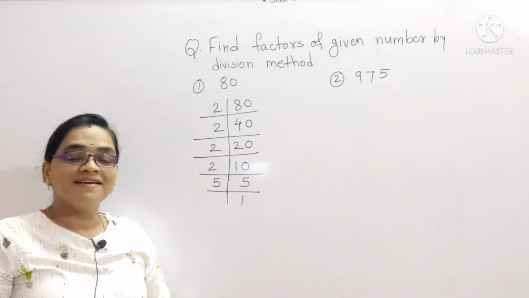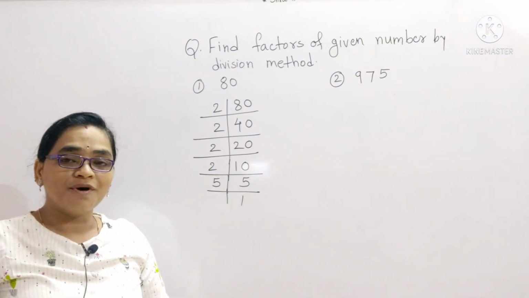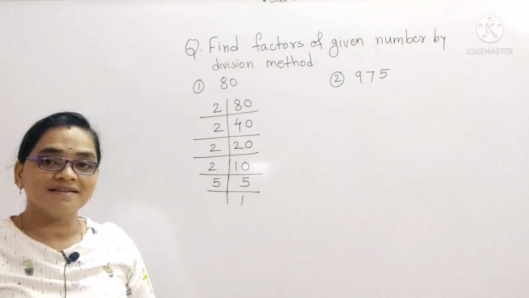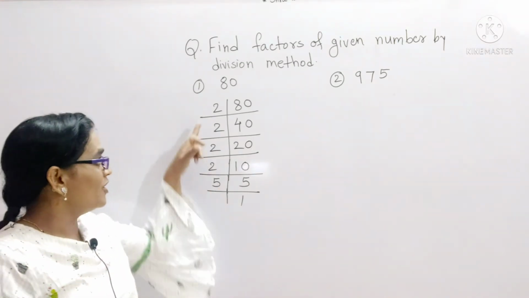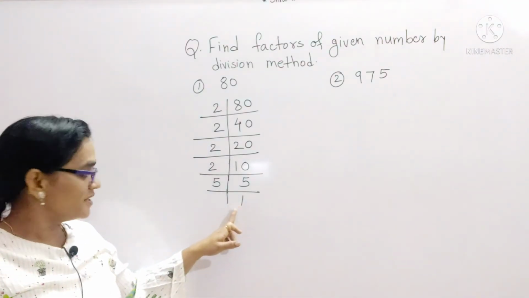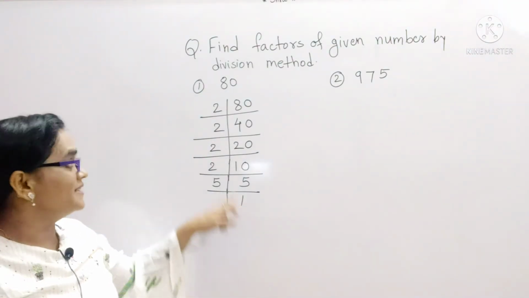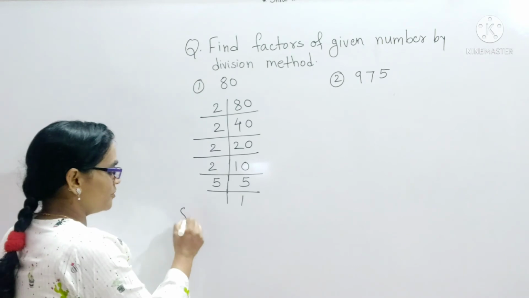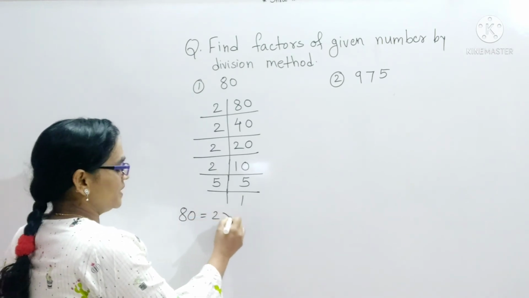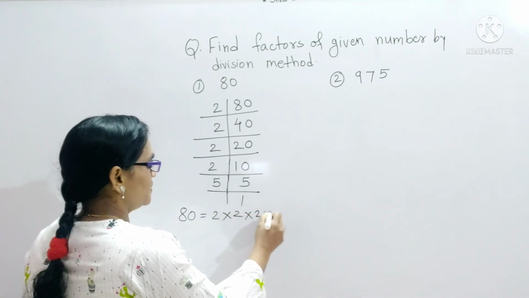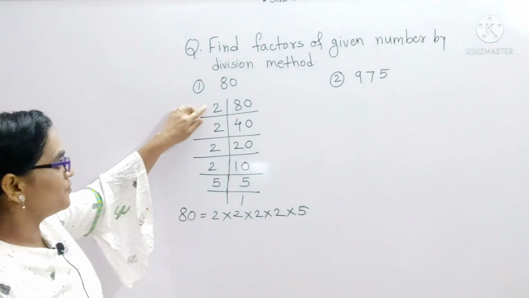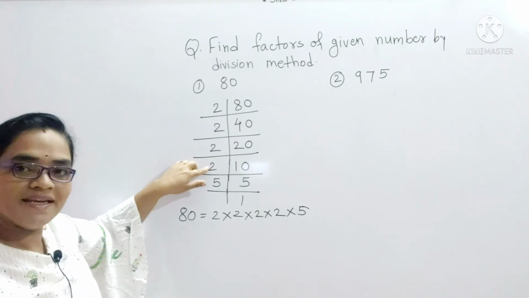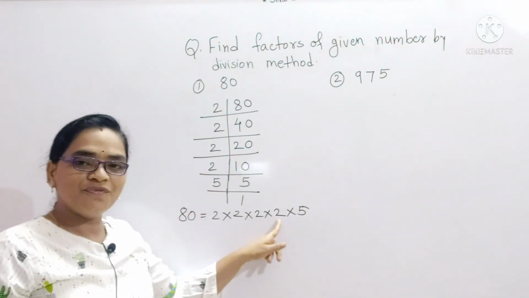Here also, see, up to all prime numbers we are getting, we have to carry out the division. See, all prime numbers we are getting here. Lastly we got 1. Then which factors did we get for 80? 2 into 2 into 2 into 2 into 5. How many times do we see 2? 1 2 3 4, and here 1 2 3 4.